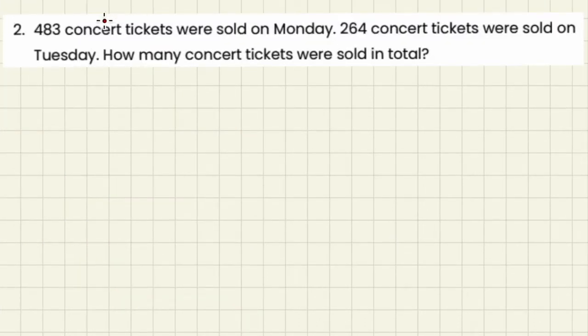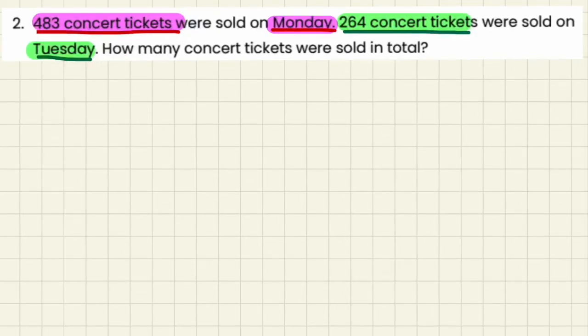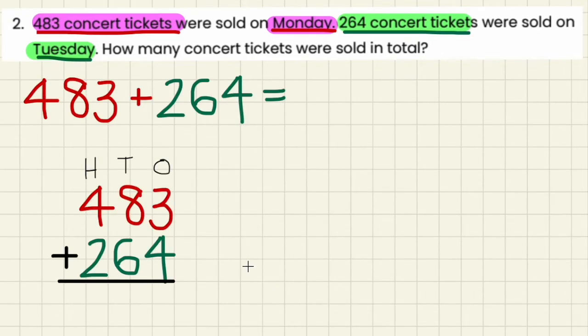This is our second word problem. Let's read it out together. 483 concert tickets were sold on Monday. 264 concert tickets were sold on Tuesday. How many concert tickets were sold in total? For this question, we have to find the total number of tickets sold, and that means we have to add the number of tickets that were sold on Monday and the number of tickets that were sold on Tuesday. So that would be 483 plus 264.